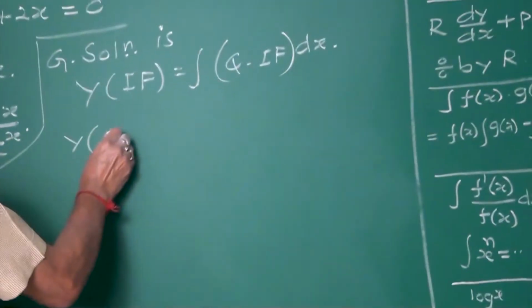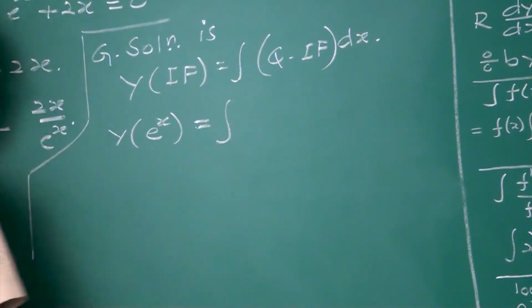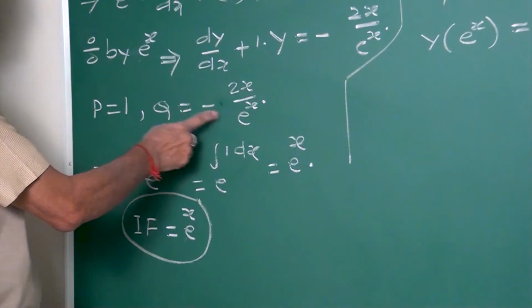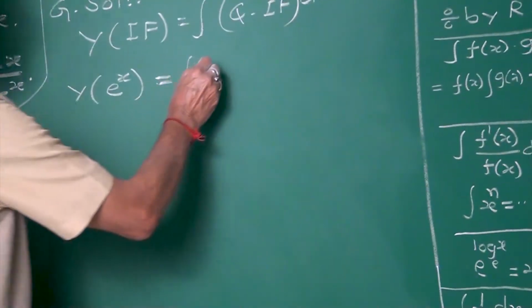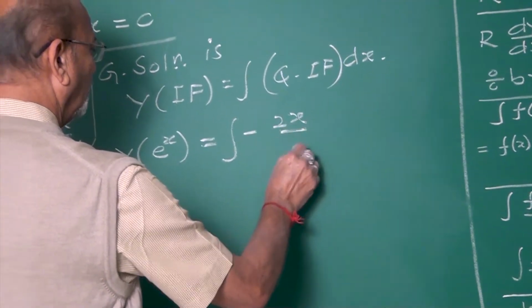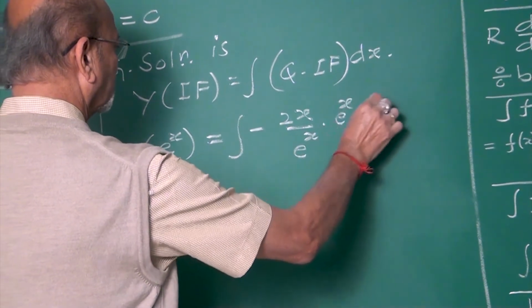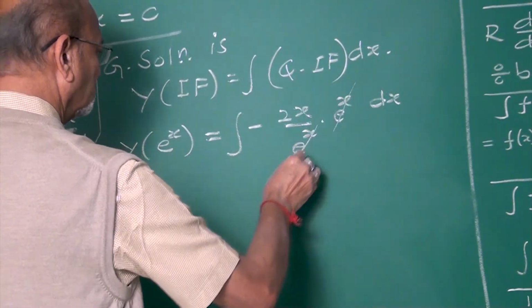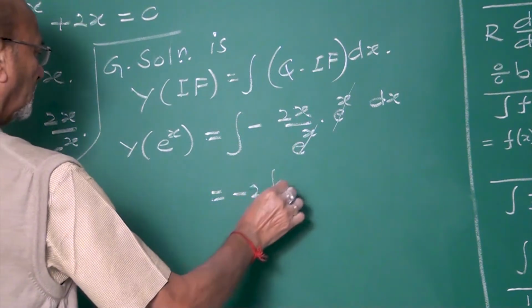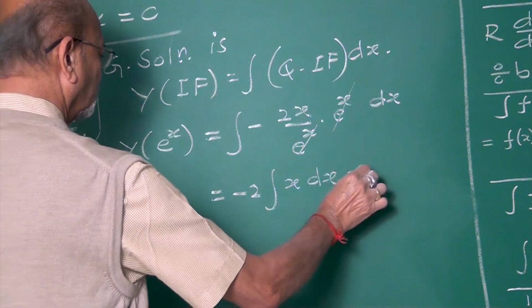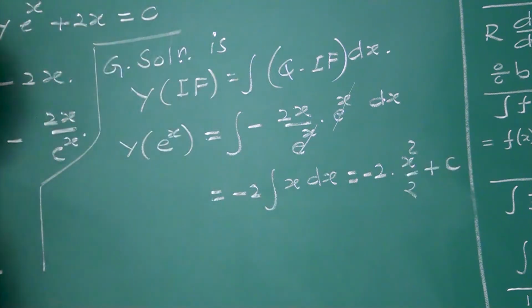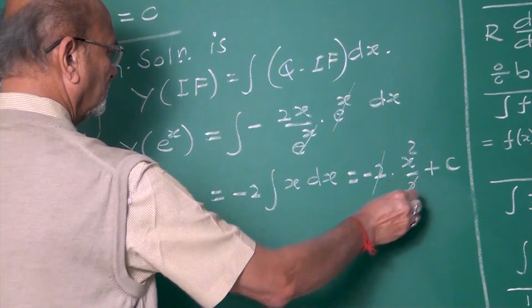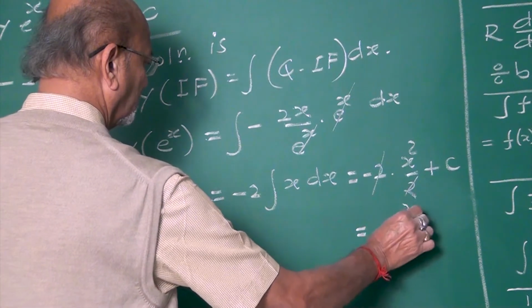Substitute: y into e to the power x equal to integral Q. Q is minus 2x upon e to the power x, minus 2x upon e to the power x into e to the power x dx. Friend, cancelled. This is minus 2 into integral x dx, which is minus 2 into x squared by 2 plus c. Friend, this cancels, giving minus x squared plus c.